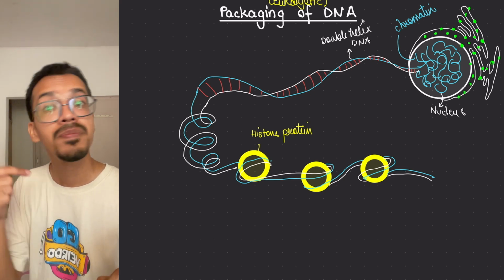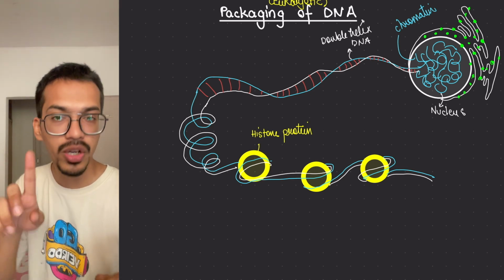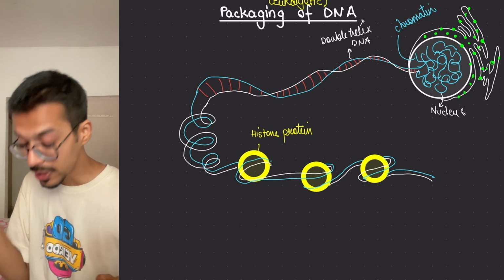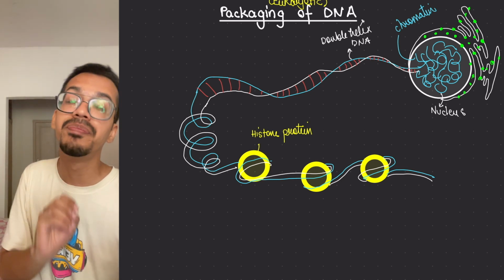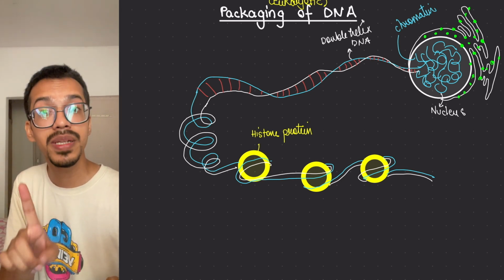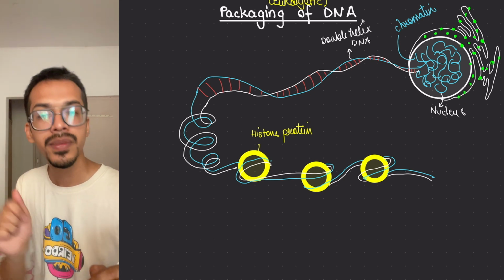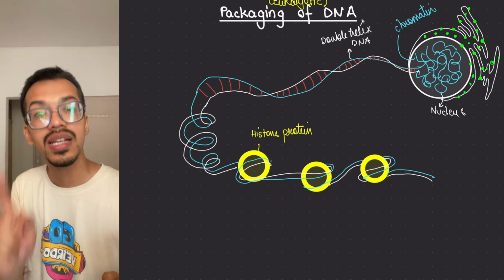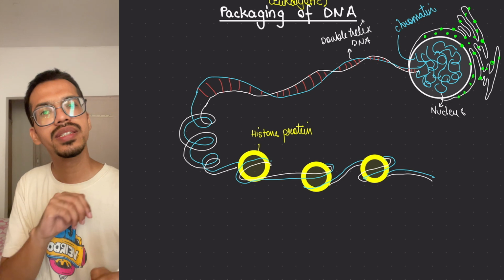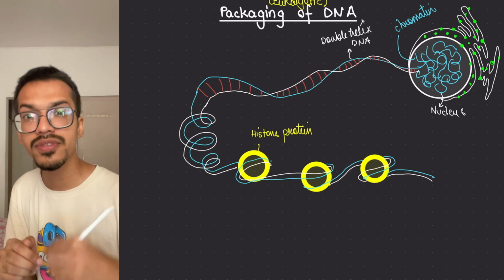Okay, your DNA is what? Acidic in nature because of phosphate present in it. Your histone protein is basic in nature because of the presence of basic proteins which are positively charged. Okay, what are those basic proteins? Lysine and arginine. Now you will say, how are these proteins positively charged?